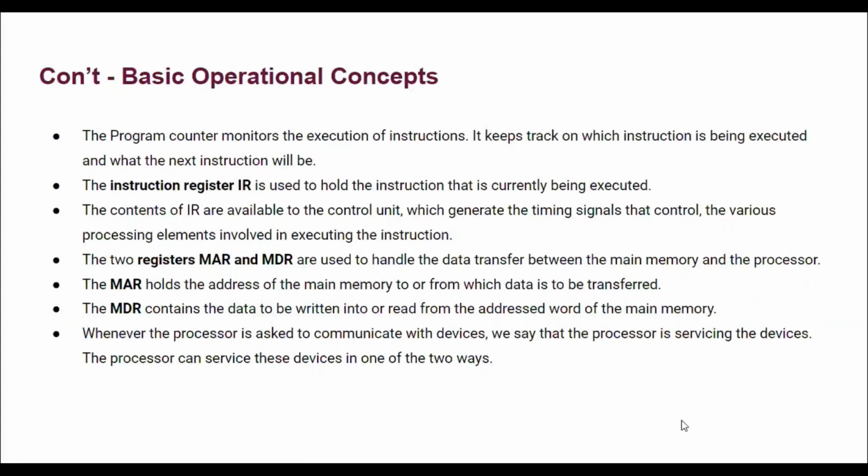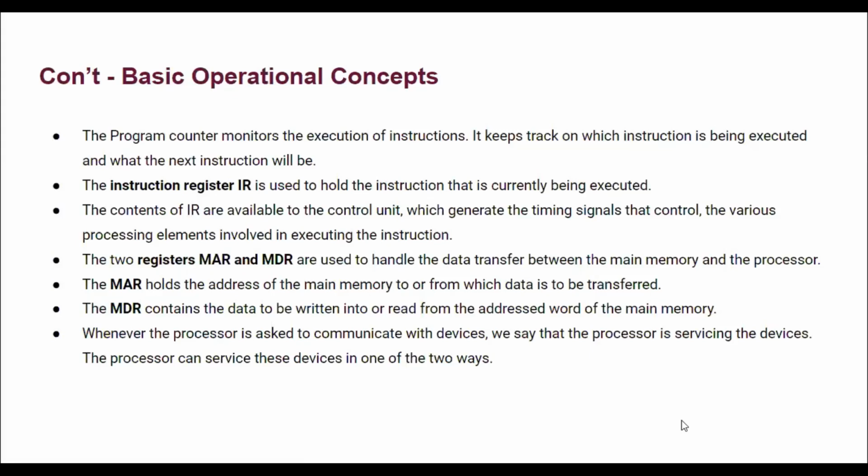The instruction register, IR, is used to hold the instruction that is currently being executed. The IR consists of 16 bits. It holds the instruction code. The contents of the IR are available to the control unit, which generates the timing signals that control the various processing elements involved in executing the instruction. The two registers we have are the MAR and the MDR.